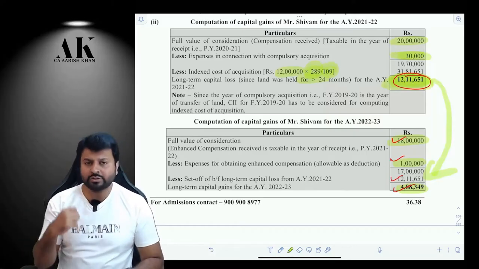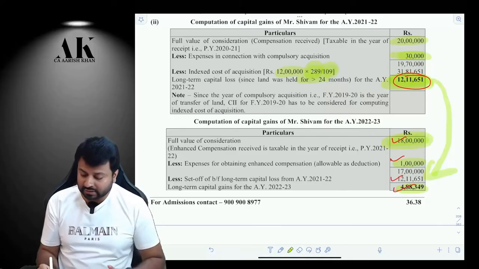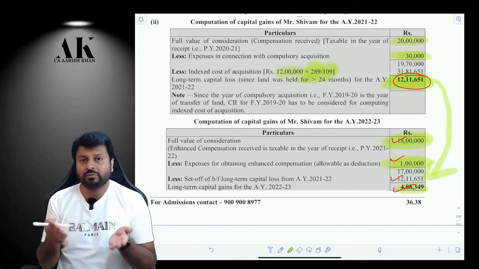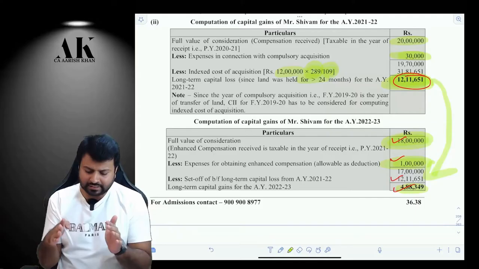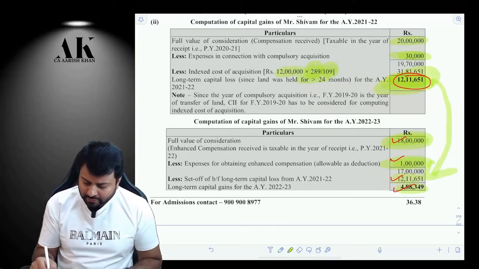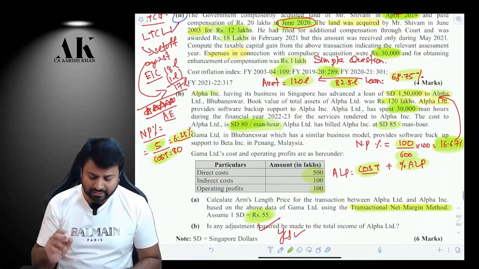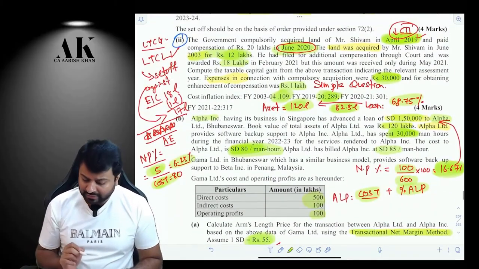Then in the next year, you also get 18 lakh rupees enhanced compensation. So that I'm writing over here. To earn that enhanced compensation, you have incurred an expense of what? 1 lakh rupees. So that you can take as a deduction. Legal expenses incurred to earn the enhanced compensation, that is allowed as an expenditure. Plus whatever loss is over here, you can claim that loss as a set off against your enhanced compensation capital gains.